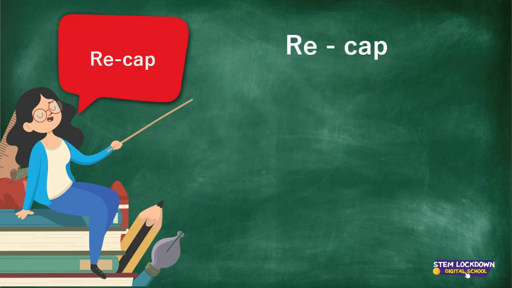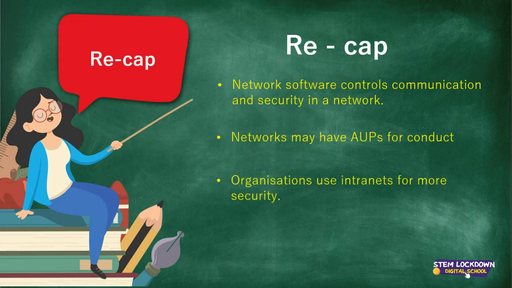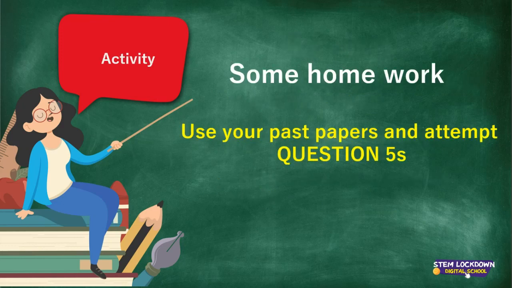So just to recap it all, our time is almost up. We say the software controls the communication and security. Networks may have acceptable user policies for conduct, and organizations use intranets for more security, right? Then this is what I need you to do. If you get past papers for your activity, you can actually look at question number 5. This is where that is specifically for networks. All right.